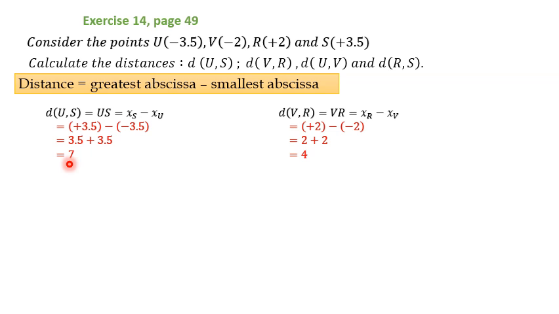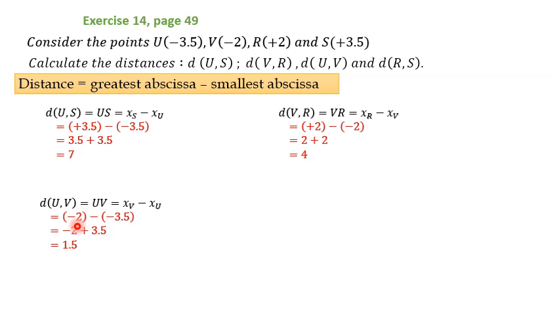What about VR? The same, it's XR minus XV. Abscissa of R is plus 2, abscissa of V is minus 2. Minus minus, same sign, it means plus, so 2 plus 2 equals 4. UV, it's XV minus XU.